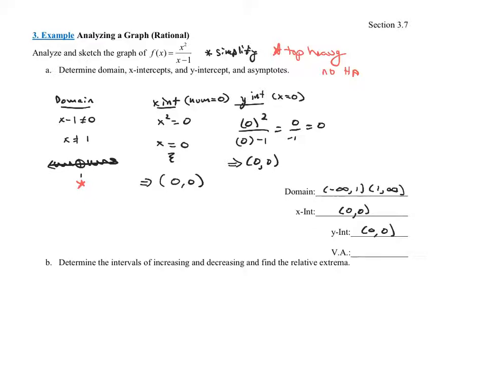We can find those vertical asymptotes. To find those vertical asymptotes, all you do is set the denominator. Once again, you have to simplify it first, but after you've simplified it, you set the denominator equal to 0.